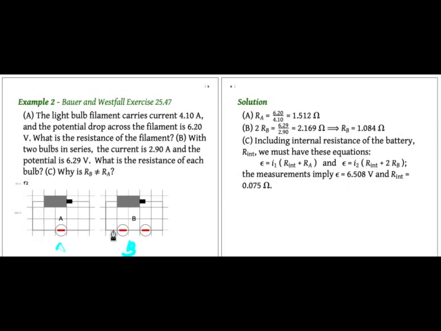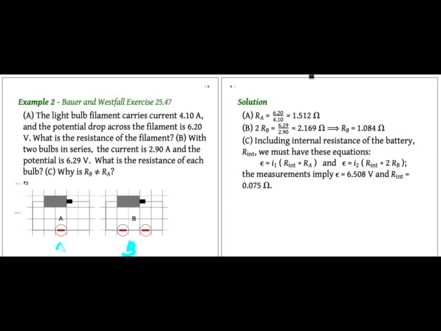Now you might think, well, the resistance of a light bulb is a constant, so the resistances here would be the same as the resistance in part A. But we're going to find out that's not the case. Because the measurements, 4.1 amps, 6.2 volts, and then 2.9 amps, 6.29 volts, those imply different resistances in case B than in case A. We'll have to think about why that could be true, because all the light bulbs are the same.